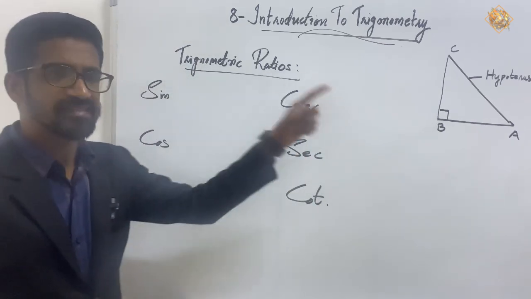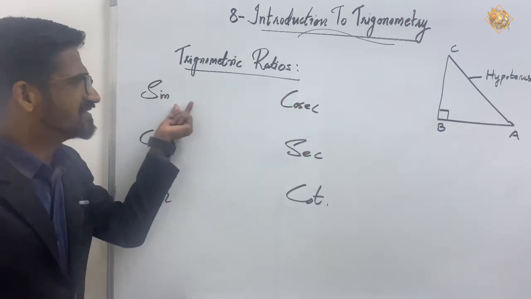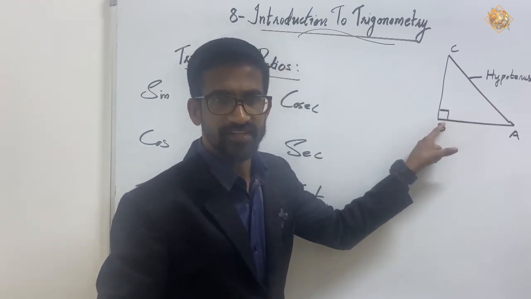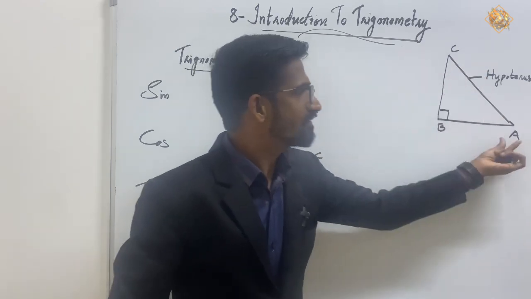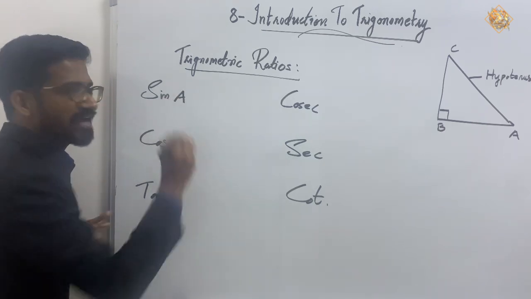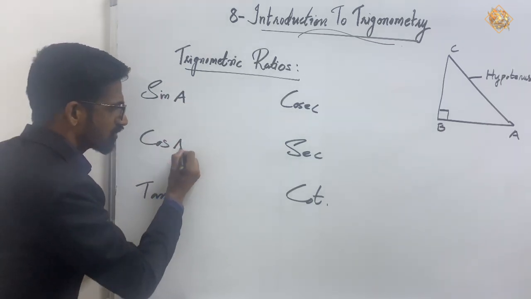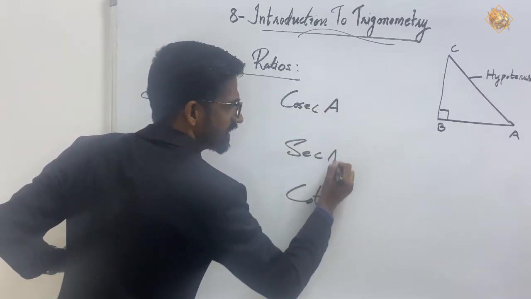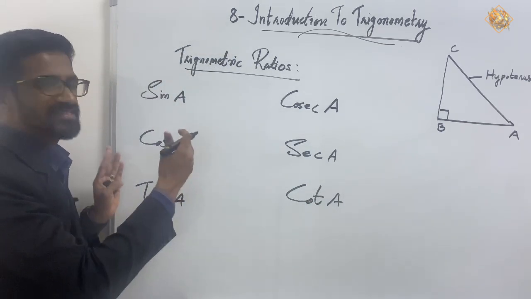Now to apply this in trigonometry, we will consider one of the angles of this triangle except the 90°. So either angle A or angle C can be considered. We will focus on angle A. So that is sine A, cos A, tan A, cosec A, sec A, and cot A. Now we will look into their definitions.